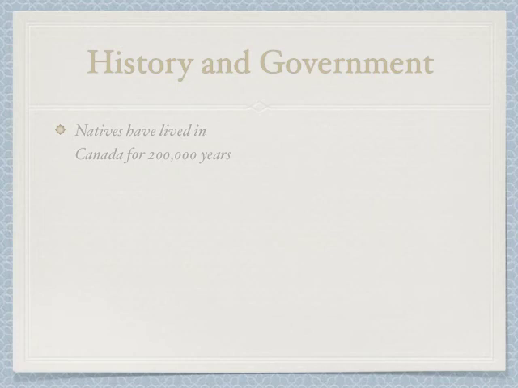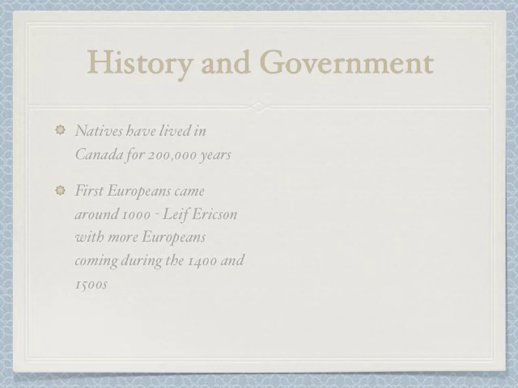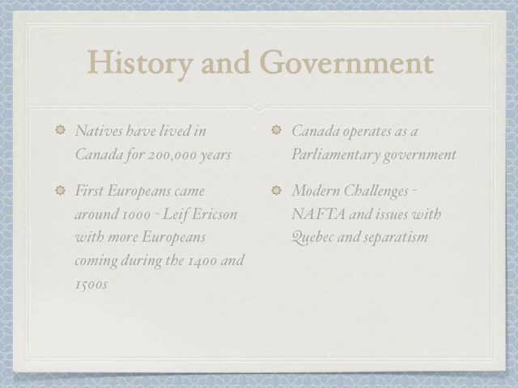Now, natives have lived in Canada for over 200,000 years. The first Europeans came around 1000 AD, Leif Erikson, with more Europeans coming during the 14 and 1500s. Leif Erikson was a Viking explorer that founded Newfoundland and set up some colonies there, but went back to Norway and Sweden and Scandinavia. Canada is a parliamentary government where the legislative branch is the main focus. The executive branch comes out of the legislative branch with a prime minister. Modern challenges, NAFTA, and issues with Quebec and separatism.